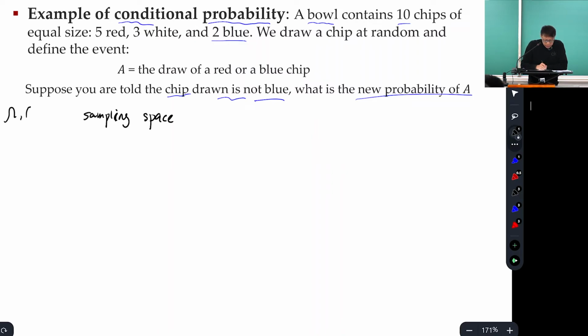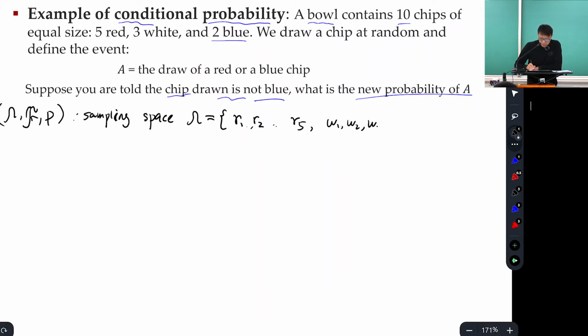The original probability space. What's the sampling space, Omega? Let's call it R1, R2, up to R5. There are 5 reds, 3 whites, W1, W2, W3, and B1, B2. What does each of these mean? These are all the possible outcomes. You can see a red, the first red, the second red, or you see a white, or you see a blue.